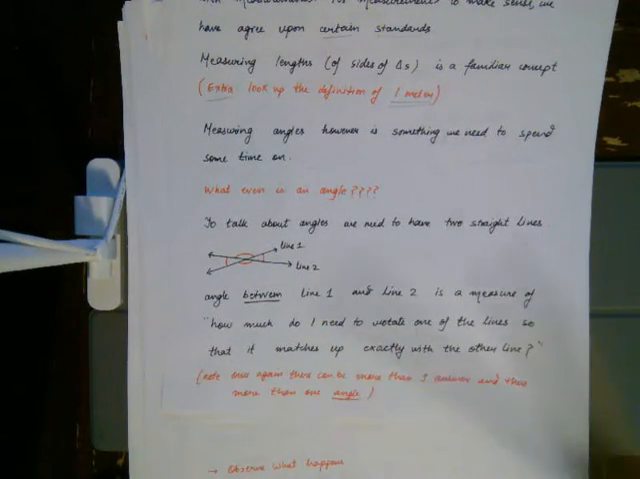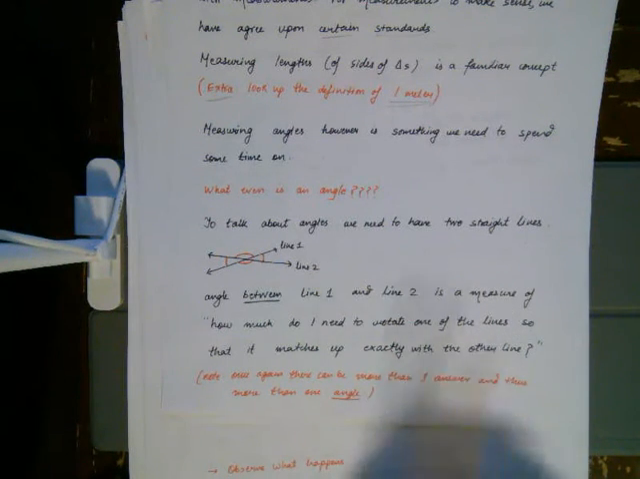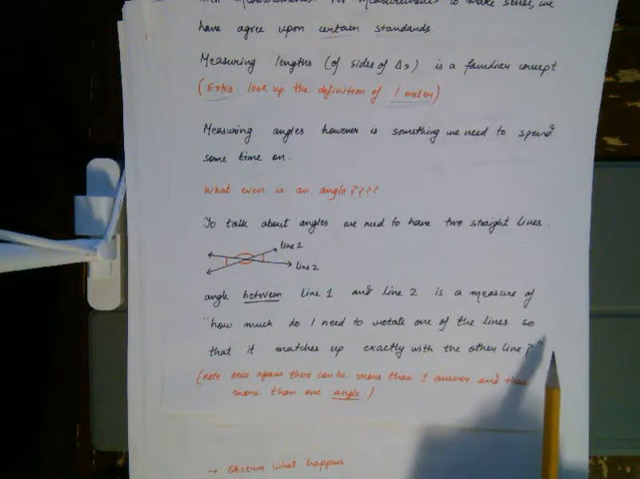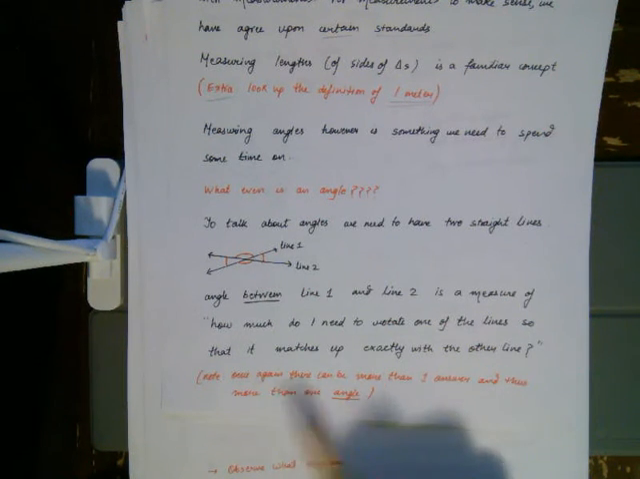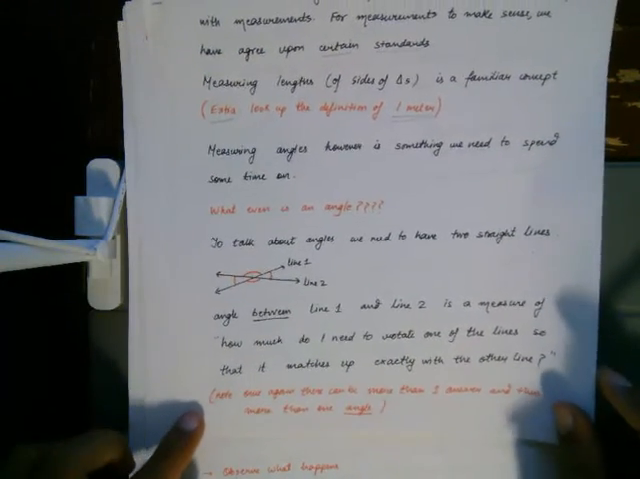The angle between line 1 and 2 is a measure of how much I need to rotate one of the lines so that it matches up exactly with the other line. Again, there can be more than 1 answer, thus there can be more than 1 angle. But that's the basic idea for why we even want to talk about angles.